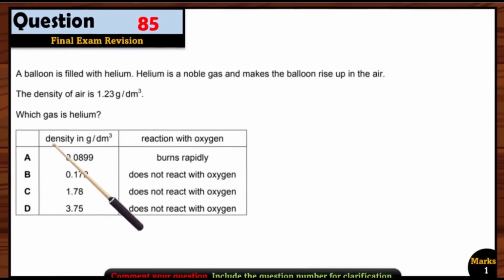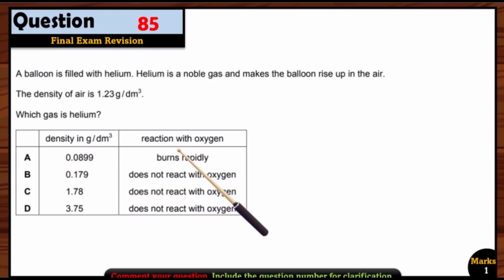Let's see question 85. A balloon is filled with helium. Helium is a noble gas and makes the balloon rise up in the air. The density of air is 1.23 gram per dm cube. Which gas is helium? So of course the helium density should be lower than the air. So we have to find the value that is lower than the air. So this is A and B.